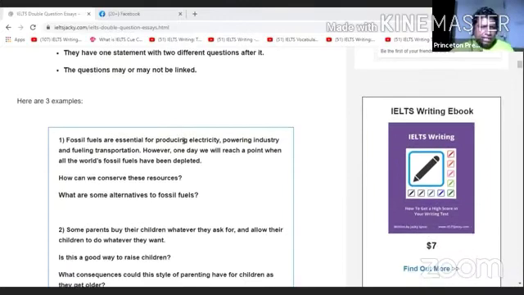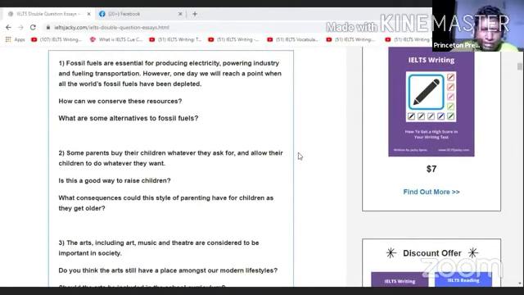The question may be like this. This is a sample. If you get this kind of question, you'll have to write. Fossil fuels are essential for producing electricity, powering industry and fueling transportation. However, one day we'll reach a point when all the world's fossil fuels have been depleted. This is the prompt, and these are the questions. There are two questions. How can we conserve these resources, and what are some alternatives to fossil fuels?